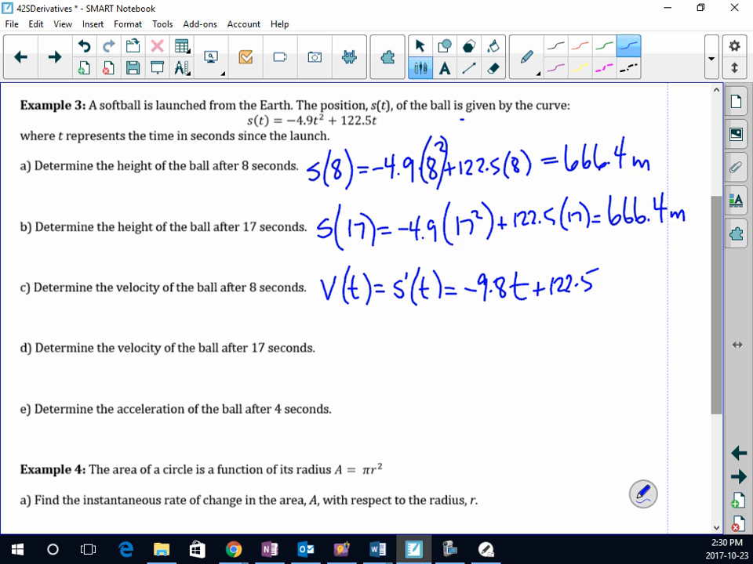Does that ring a bell, the negative 9.8? What is that? It is gravity. Okay, so now I need to find it at 8 seconds. So V of 8 would be negative 9.8 times 8 plus 122.5. So what do you get there? Anybody?